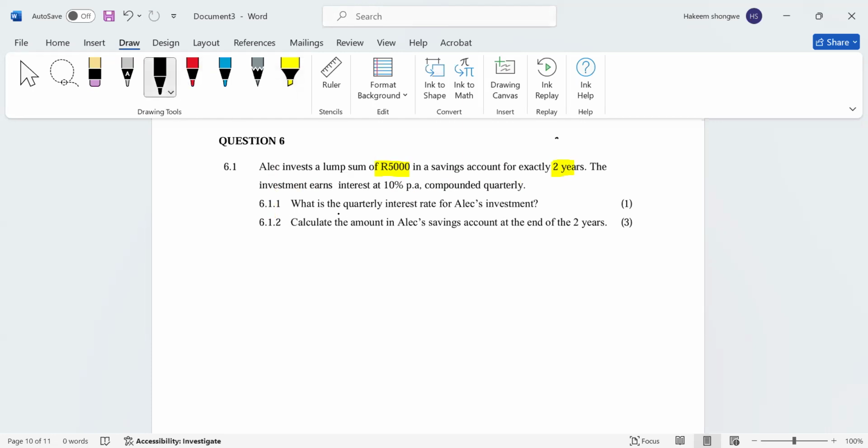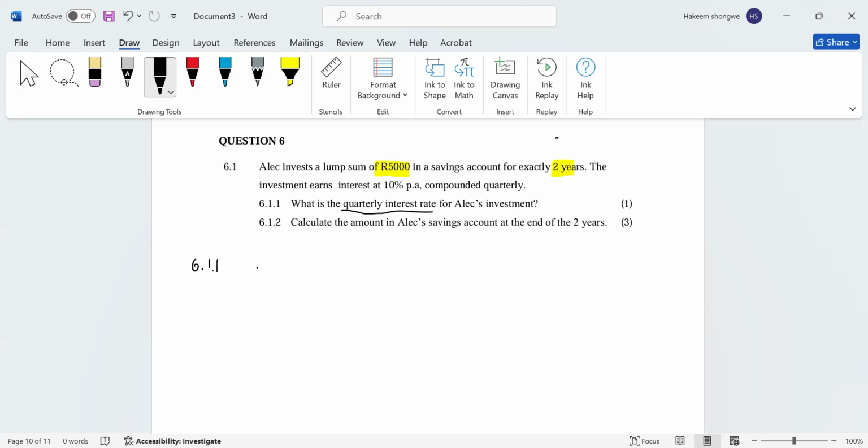We're requested to write what is the quarterly interest rate of Alec's investment, which was a little bit tricky for people. I will show you some of the things that they wrote. So it was 6.1.1. They want to know what is going to be the quarterly interest rate. There is the interest rate, and then they wanted the quarterly interest rate. So what is going to be the quarterly interest rate?